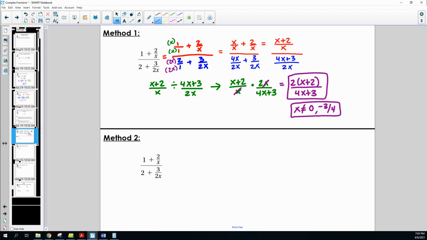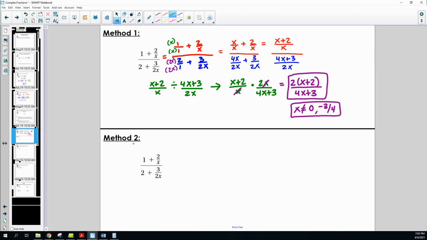So this method has, I guess, a few more steps. It's maybe a little bit more work to do, but if you're confused as to what we're doing, we're basically just splitting the top and the bottom. So if you can understand that, then use method 1 if this makes more sense to you. Method 2 is the same type of idea, but we're going to do it in fewer steps.